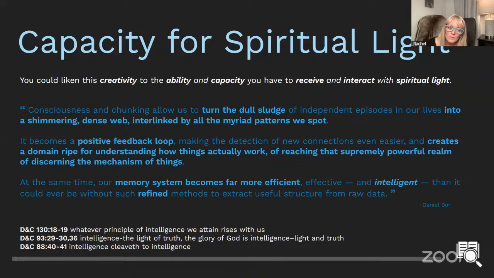So I just kept thinking about that word intelligent in relation to this, and these three places in D and C where we've got that principle of intelligence, whatever level of that we attain rises with us. And that intelligence is the light of truth, and the glory of God is intelligence, light, and truth. And then in 88, that intelligence cleaves to intelligence. So wonderful. Yeah, your capacity increases. Joseph Smith said that our spirits are subject to enlargement, so that's subject to receive, and the way they enlarge and they grow is through that receiving intelligence, light, and truth, and all of that.